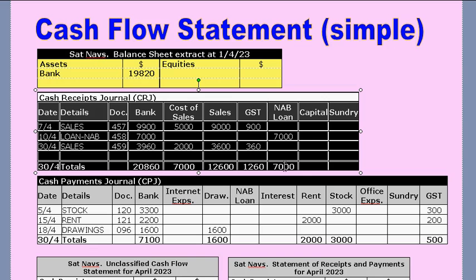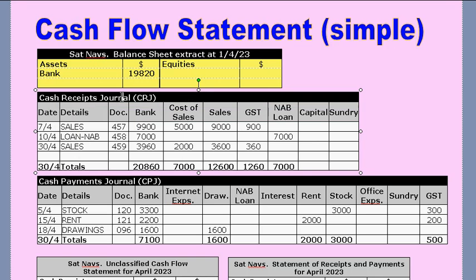So here we have the cash receipts journal that shows all the cash that came into the business during the period. For example, we had sales, we had GST, we had a loan. They are the sources of the cash that came into the business during the period, and the total was 20,860. That's the total cash receipts.